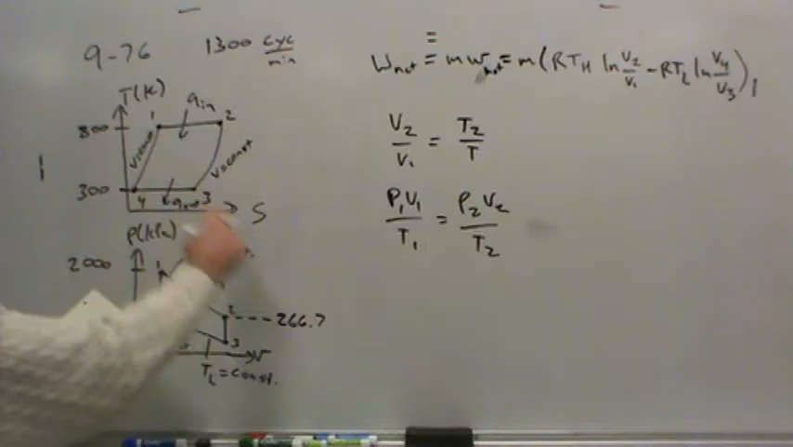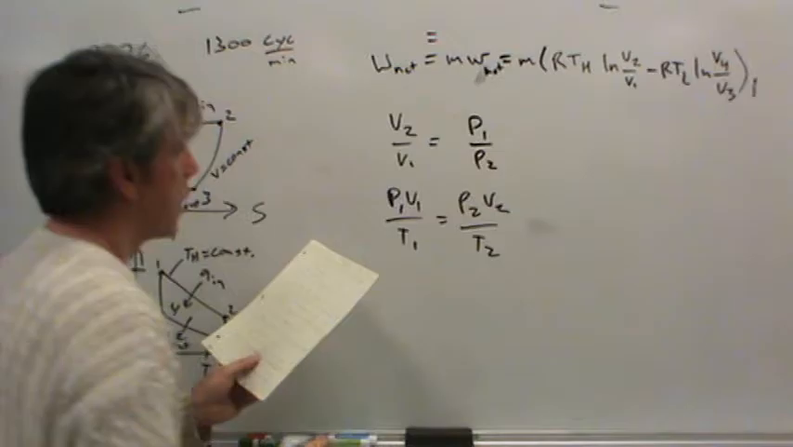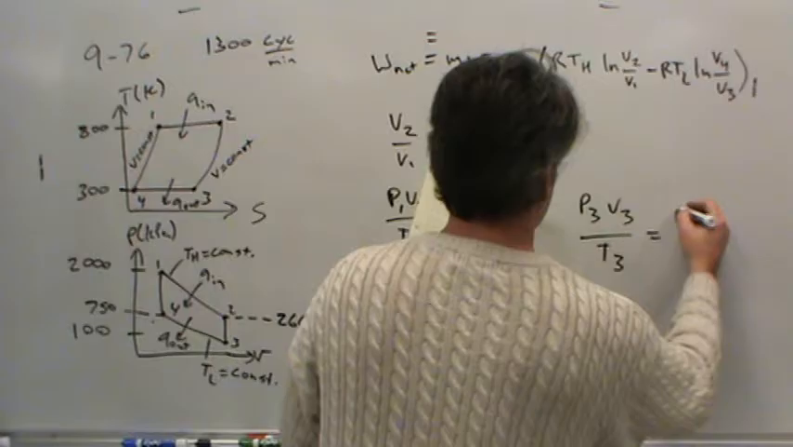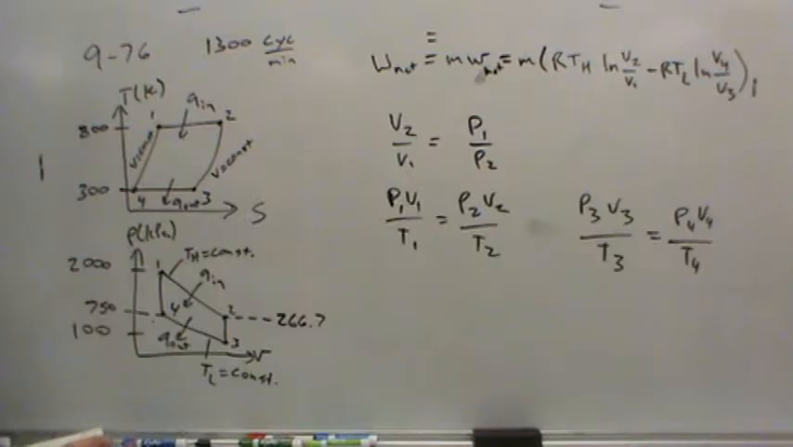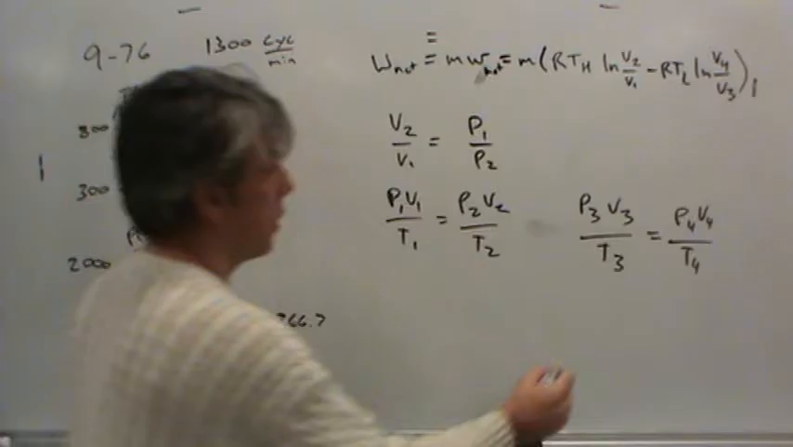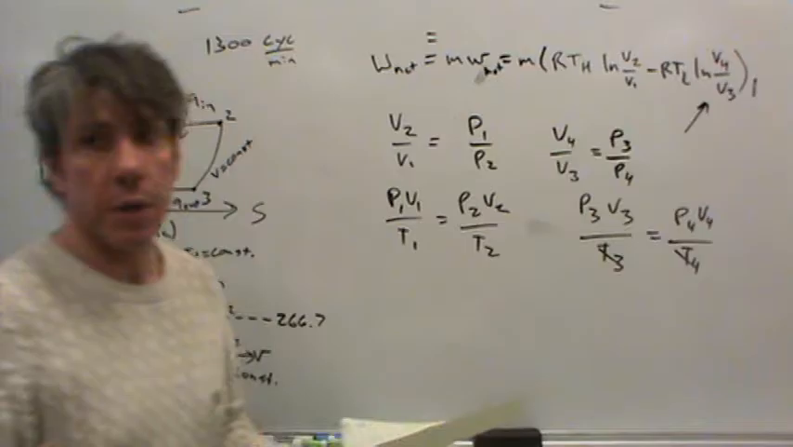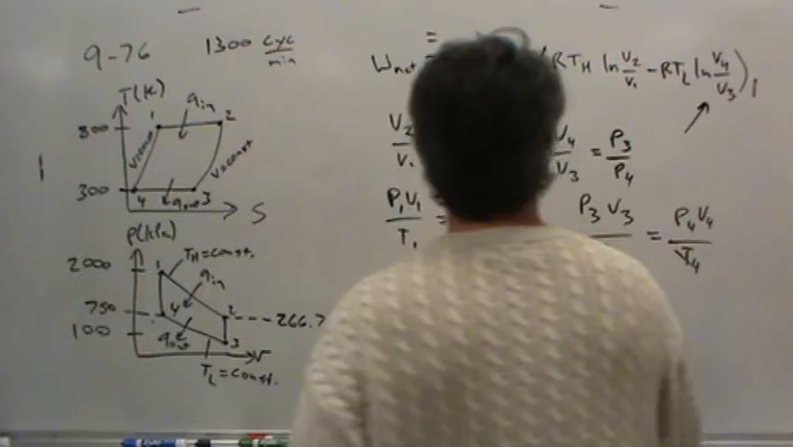So V2 over V1 will be, excuse me, T2 and T1 are the same, so you actually end up with P1 over P2. I'm trying to go too fast. Okay. And if you do the same thing, let's do it consistently, P3 V3 over T3 equals P4 V4 over T4. Again, you notice that between states 3 and 4, what's constant is the temperature. Then for this term, V4 over V3 equals P3 over P4. Now we have all the pressures, right? So this is not too bad.